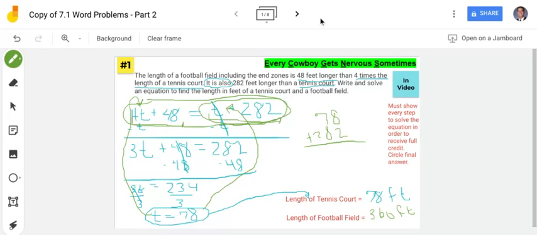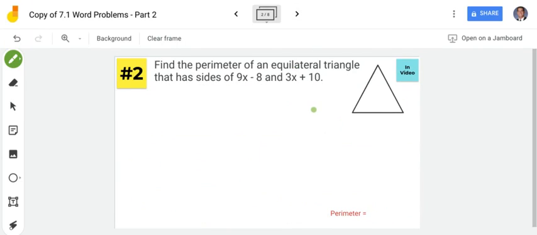Okay, so I've answered both parts of the question, the tennis court and the football field. Number 2, we had one similar to this in part 1 word problem. So find the perimeter of an equilateral triangle. Again, notice that this is an equilateral triangle, so every side of the triangle is the same exact length. We are given the length of 2 of the sides, one side being 9x minus 8, and another side being 3x plus 10.